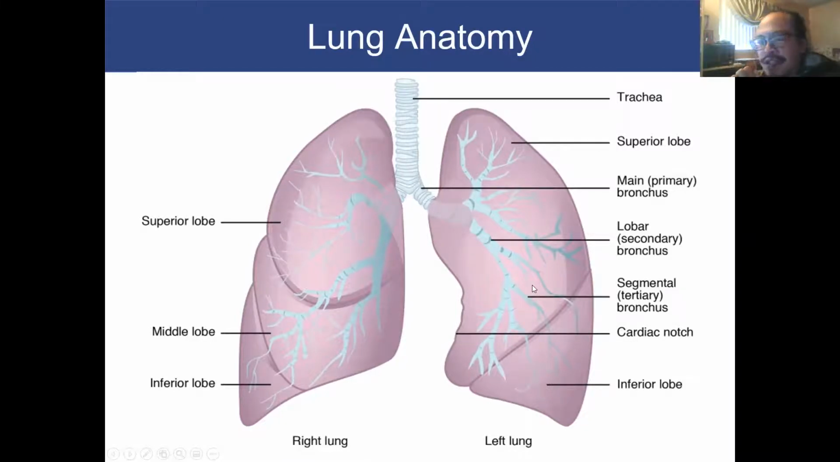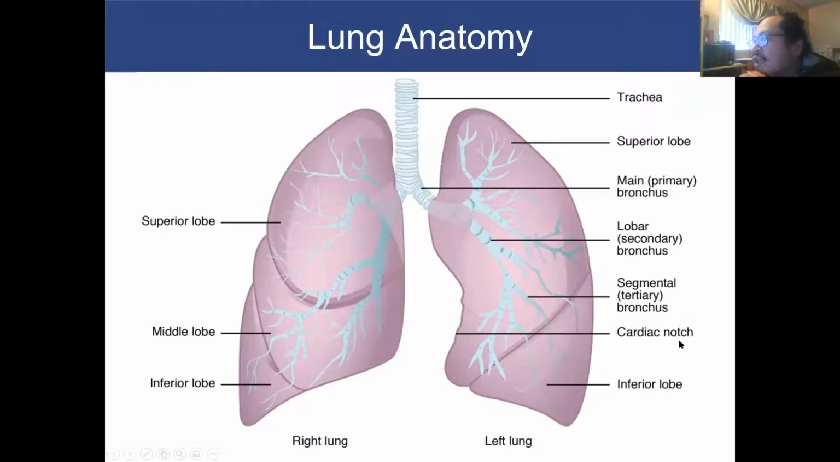We have multiple segments, but in total 5 lobes. Three lobes in the right lung, and 2 lobes in the left. Here is where we see the heart located right here. The heart is more in the center, but tends to be more on the left side.